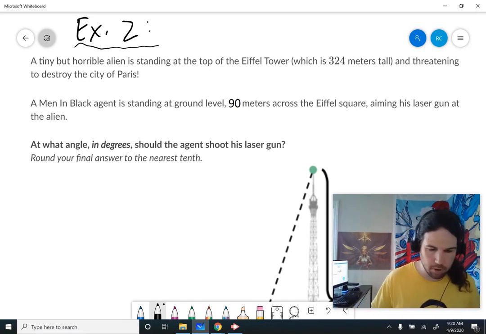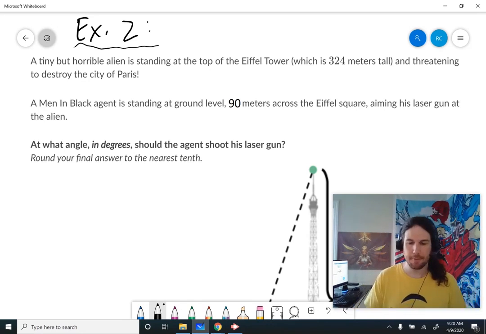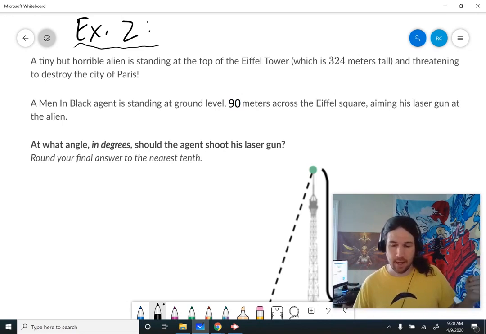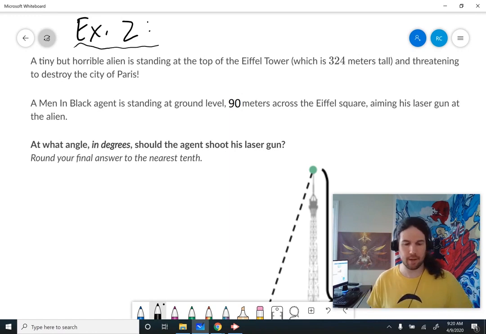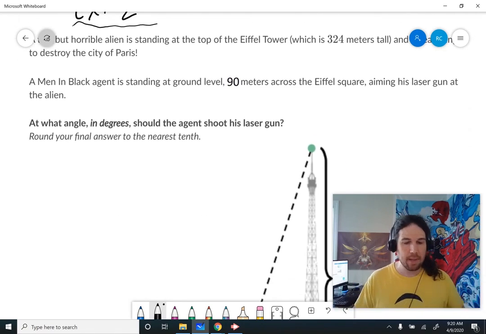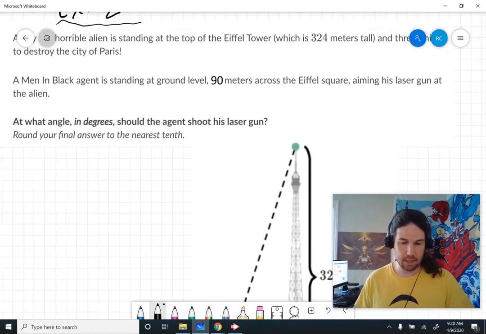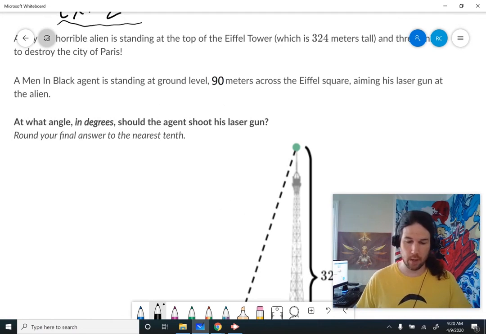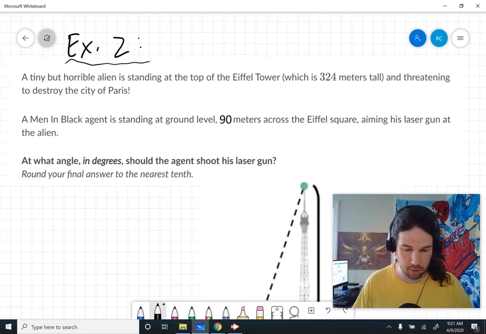A tiny but horrible alien is standing at the top of the Eiffel Tower, which is 324 meters tall. That's just a fact, and threatening to destroy the city of Paris. Well, just because it's an alien, that doesn't mean it's threatening to destroy the city. I mean, come on. But anyway, a Men in Black agent, man, there's an old reference, is standing at ground level, 90 meters across the Eiffel Square, aiming his laser gun at the alien. What angle in degrees should the agent shoot his laser gun?